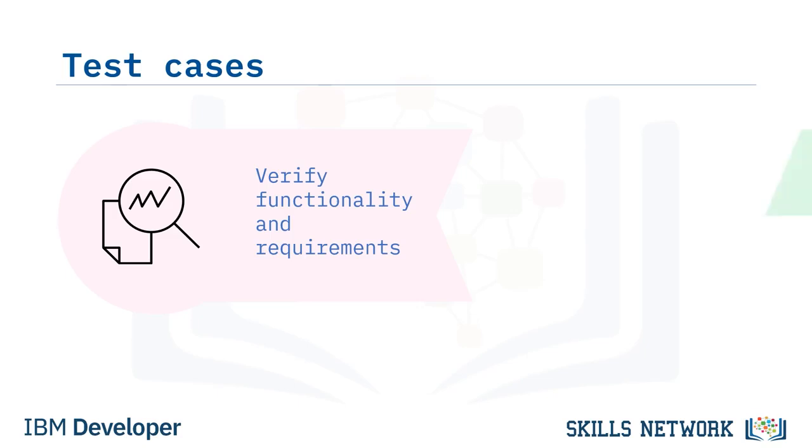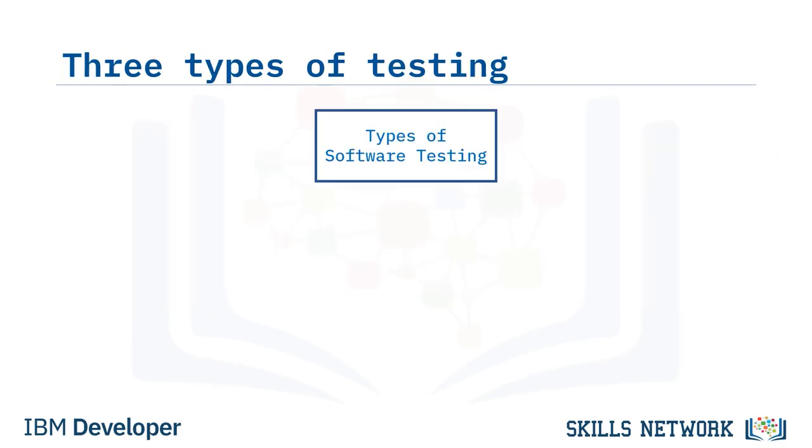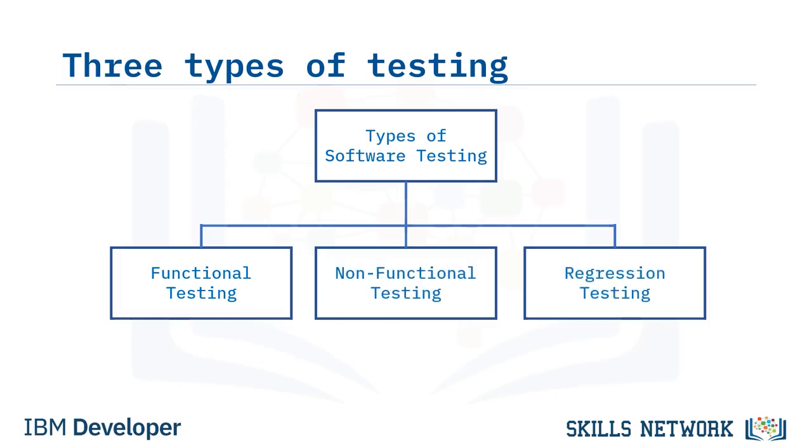A test case contains steps, inputs, data, and the expected corresponding outputs. Regardless of the test type or development method, test cases should always be written after requirements are finalized. Software testing helps evaluate the software to identify whether or not the software product meets requirements and is error-free. Types of testing can be broadly classified into three categories: functional testing, non-functional testing, and regression testing.